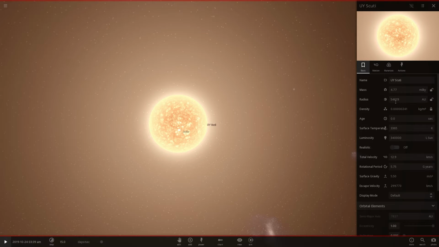Almost 55,000 astronomical units. In case you did not know, one astronomical unit is from the Earth to the Sun. This is almost 55,000 to the Earth and Sun and back. That, just what? What? And then mass is 4.77 times the Milky Way galaxy.